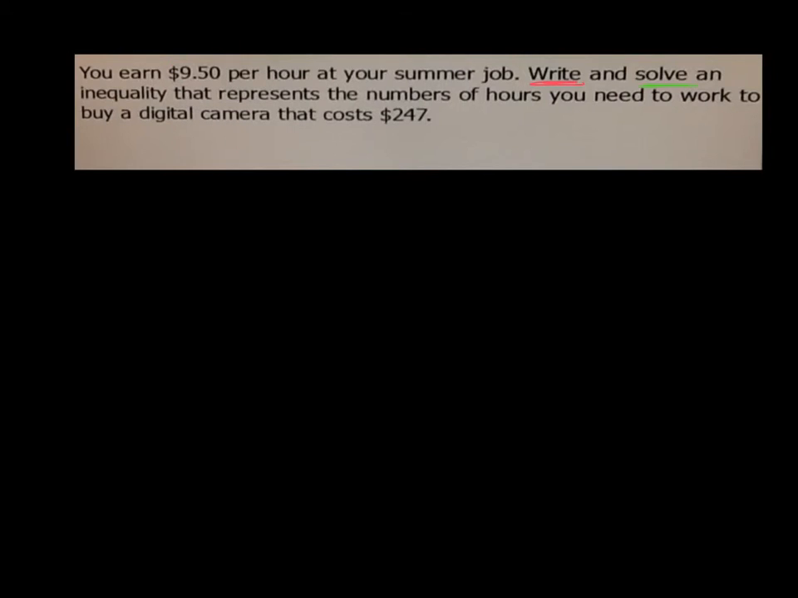We know we make $9.50 an hour. So to calculate how much you would earn, you would do $9.50 times the number of hours that you work. We also know that our digital camera that we're trying to purchase is $247. So I'm trying to compare these two things. Well, if you're trying to purchase something, you have to have that amount of money or more. So I need my wages to be greater than or equal to $247. Okay, so we've now written our inequality. So these are my wages. We want the amount that we earn to be more than the camera cost, or equal, okay?